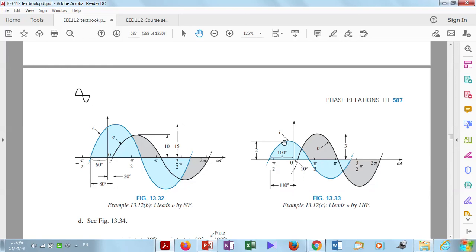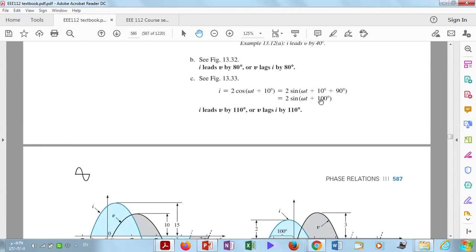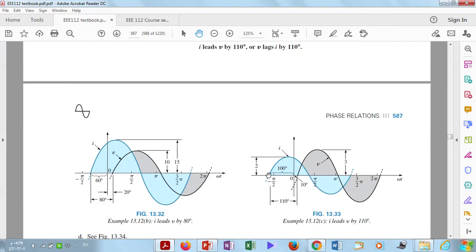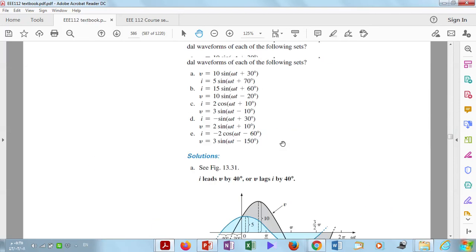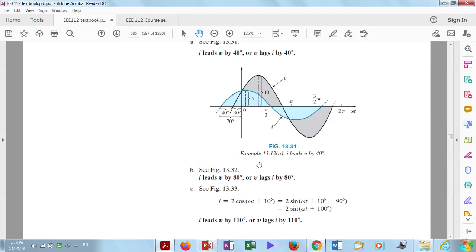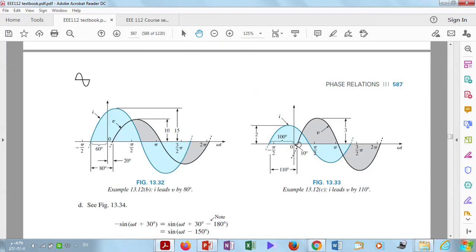The current starts from 100 — minus 100, since it is plus 100, we will start from minus 100. And the voltage, if you remember, started from 10 degrees. Since it's minus 10, this means the theta starts from 10.